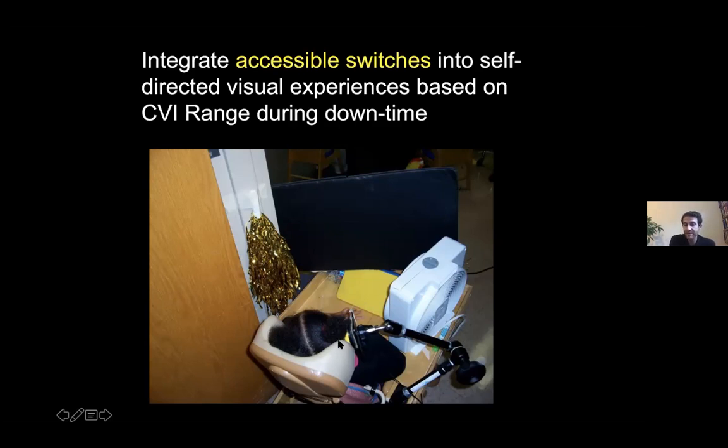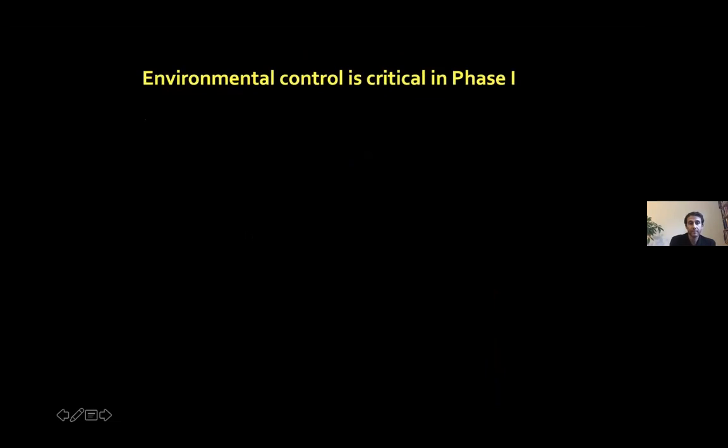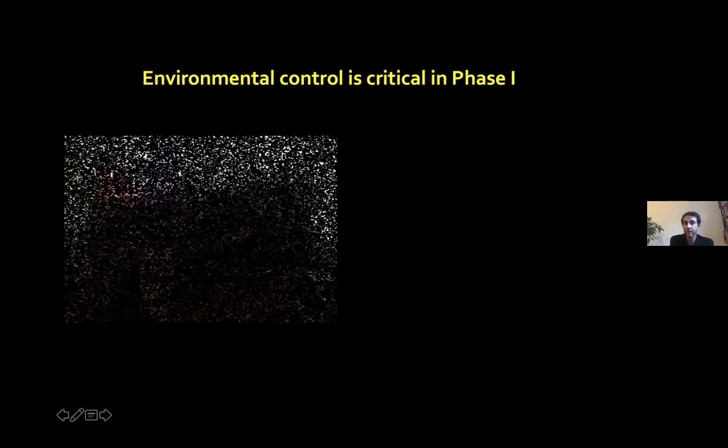And she has a head switch. She doesn't have the motoric skills to be able to activate a hand switch. So she activates a head switch, which is plugged into this fan that blows air on the pom-pom and adds movement to it. So this was a cool idea because it actually gives her some agency and some control over her own CVI vision activity, so that she can turn on and off the movement on the pom-pom. Okay, so innovative idea. Environmental control is critical in phase 1.